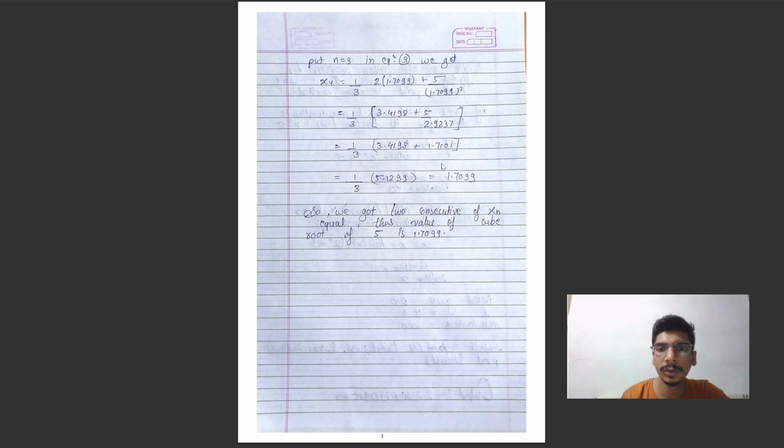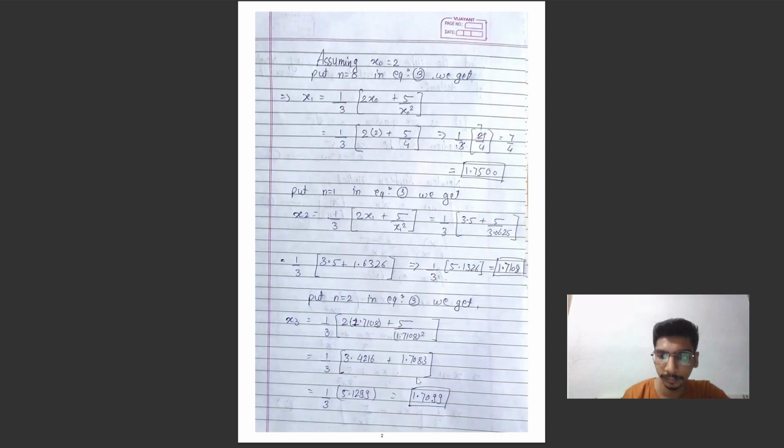So as we see here, the values of x3 and x4 are the same, 1.7099. Here this is the value of x3 and this is the value of x4. These are equal, so we got two consecutive values of xn equal. Thus the value of the cube root of 5 is approximately 1.7099.